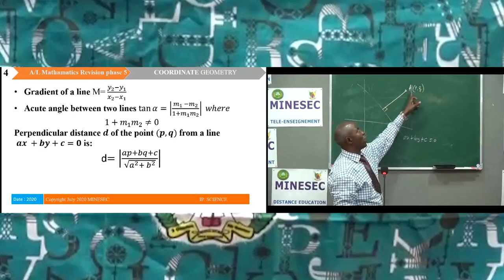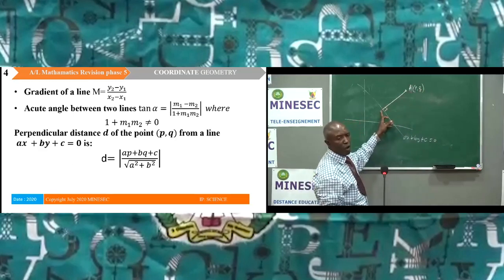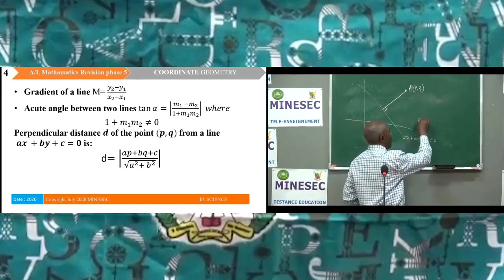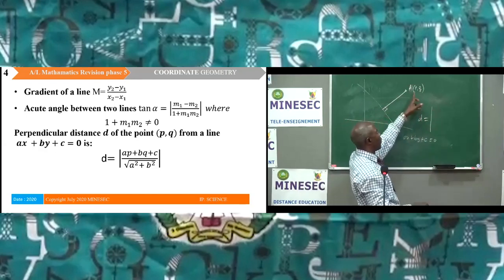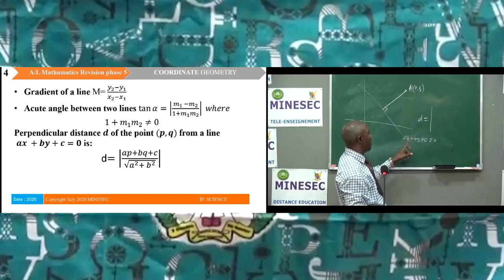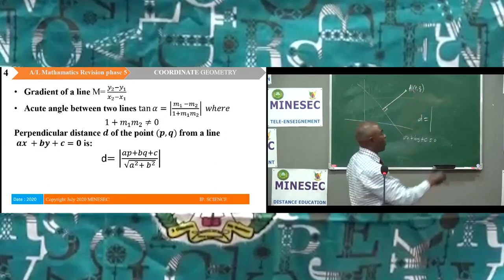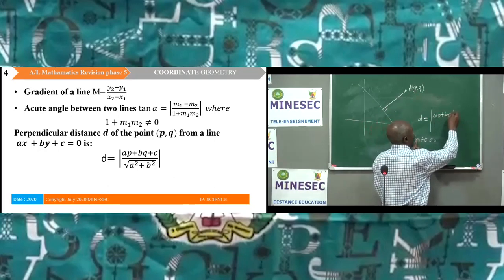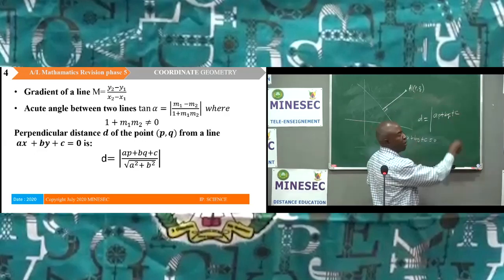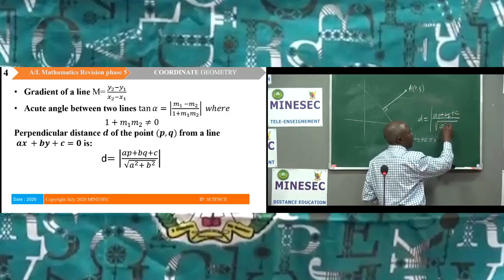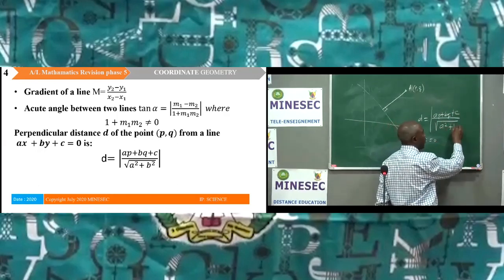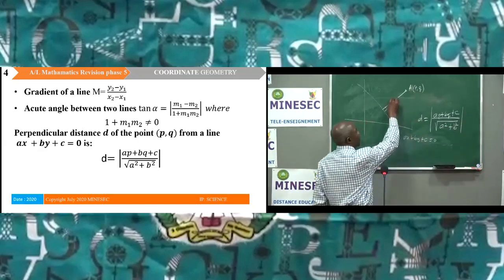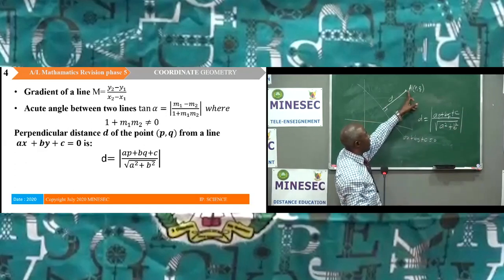The distance of this point A from this line is obtained using the formula that we have on our screens. When you have d is equal to the absolute value of, what is our x value of this point? Our x value there is h. That is, a h plus b k plus c, divided by the square root of a squared plus b squared. This is the distance of A from this line here.